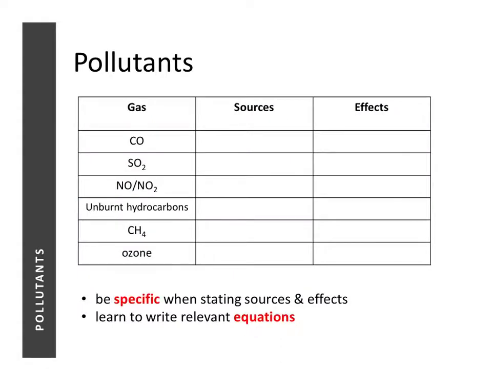Now, there are 6 pollutant gases that we need to learn in the syllabus. The first 3 are the main ones, so you really have to memorize very well anything that's associated with these 3 main pollutants. For the next 3 pollutant gases, it's not as important, but they can still be tested. So what do we need to know about the 6 pollutants?